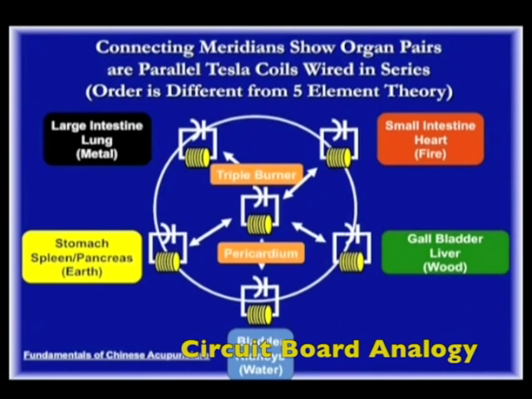This diagram shows you that our bodies are wired up like other circuit boards. For example, you always have 2 organs wired together in what's called a Tesla resonating circuit. This contains a capacitor and a coil. So for example, the heart serves as a capacitor and the small intestine serves as a coil. These resonating circuits are then wired in what is called series, so that whatever you do to one organ in the body, you actually do to every other organ in the body.